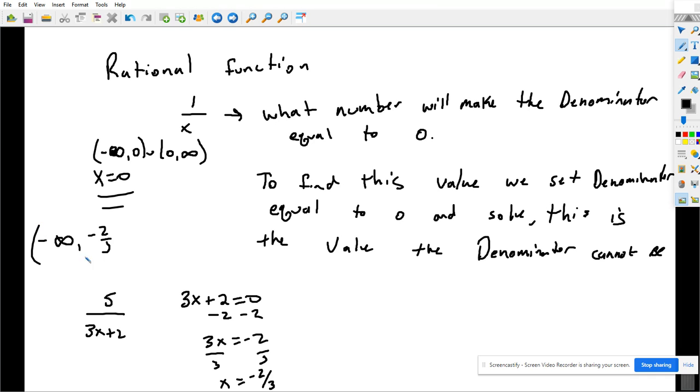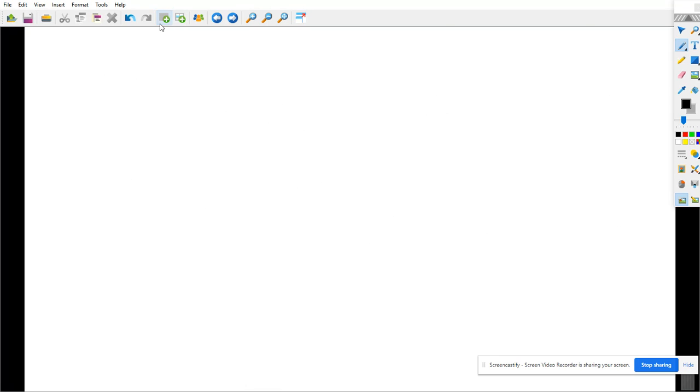So I just put this in interval notation, okay? Negative 2/3 to positive infinity. Now, again, remember what the parentheses means. That just means that it's not included in those values. Okay, the other thing that we have to worry about is a radical expression.